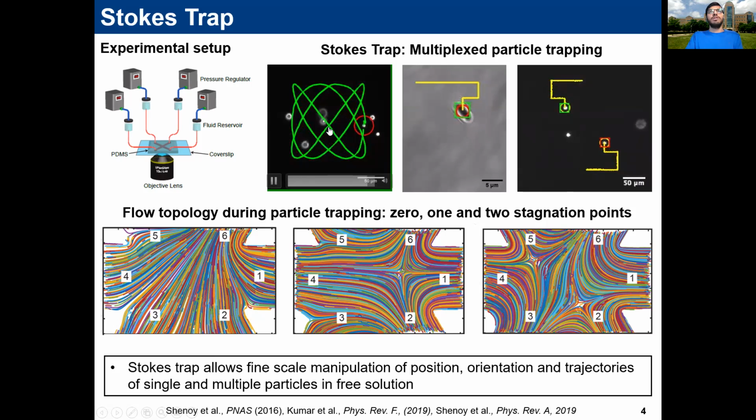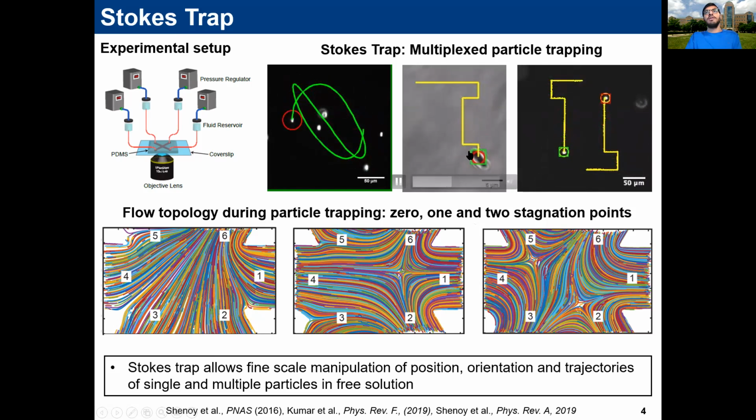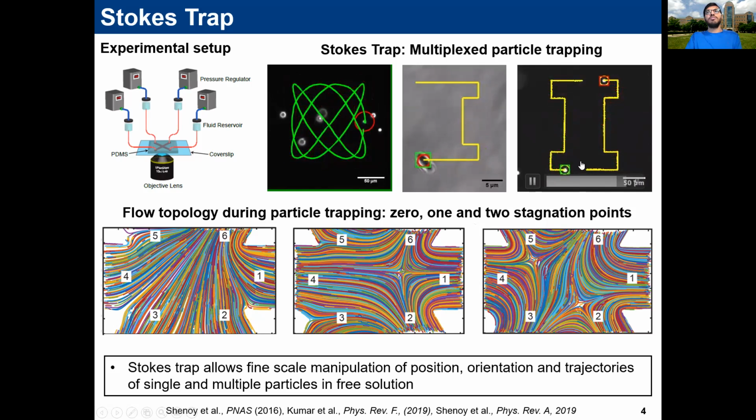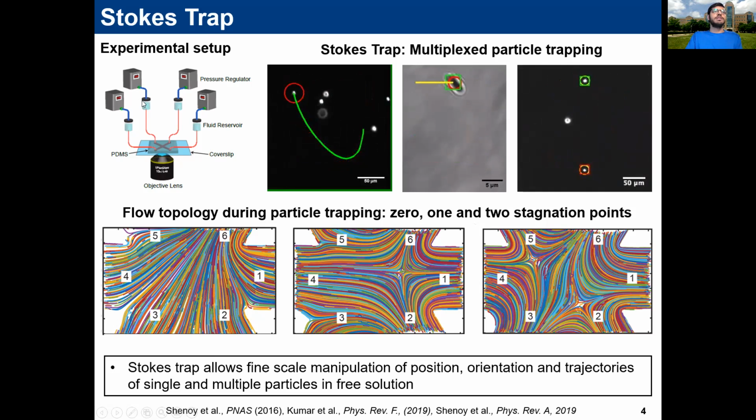You can see in this movie that we can control the center of mass position of a single particle. If you have a rod-like particle, then we can also control both the center of mass position and orientation of the particle. And in this movie, I'm showing that we can control the center of mass position of two particles simultaneously. This is the experimental setup of the Stokes trap device.